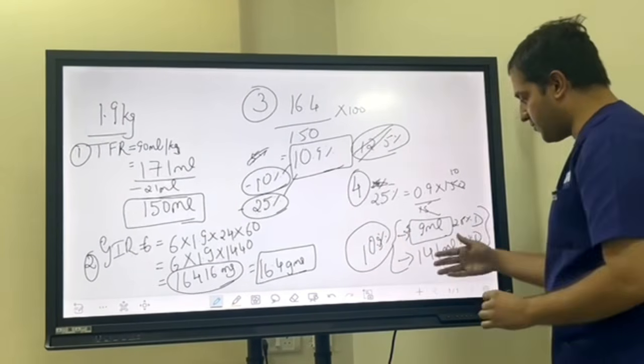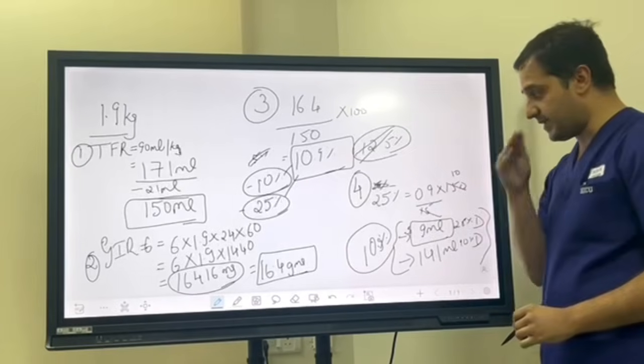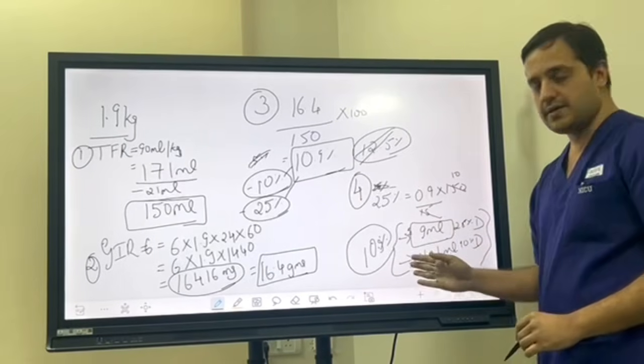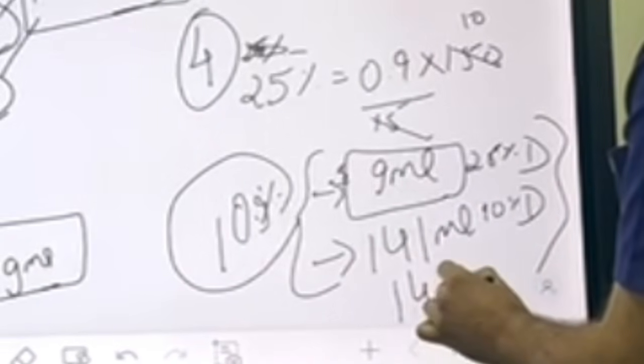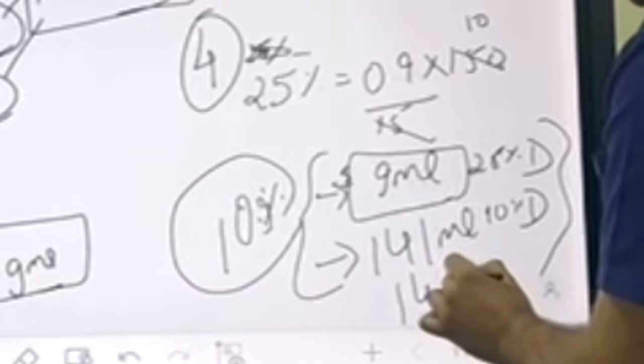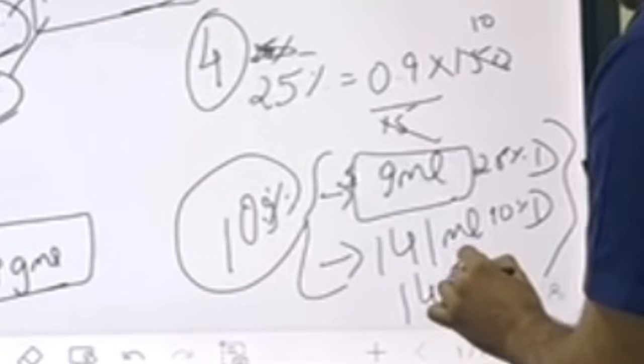ठीक है. If you want to cross check it the other way, कि आप कितना डेक्सट्रोज दे रहे हो बराबर है कि नहीं. ठीक है, तो इसमें कितना है? 141 ml 10% डेक्सट्रोज मतलब कितना? 14.1 grams. ठीक है, because it is 10% dextrose, so 14.1 grams.